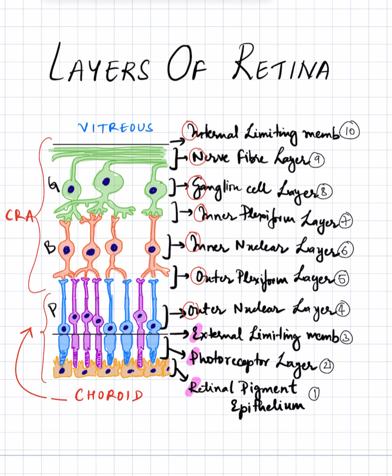So a quick recap of the layers of the retina. We have the retinal pigment epithelium, photoreceptor layer, external limiting membrane, outer nuclear layer, outer plexiform layer, inner nuclear layer, inner plexiform layer, ganglion cell layer, nerve fiber layer, and internal limiting membrane.